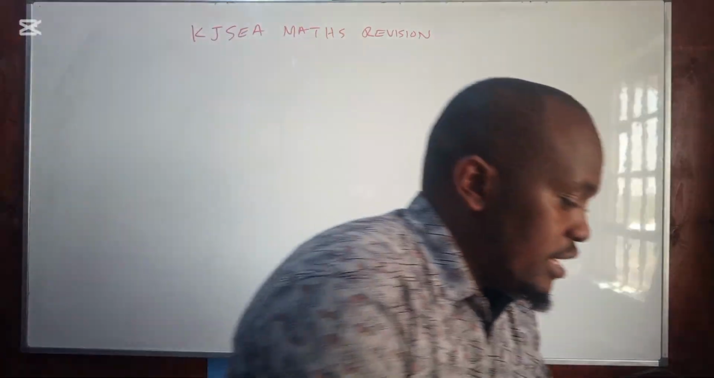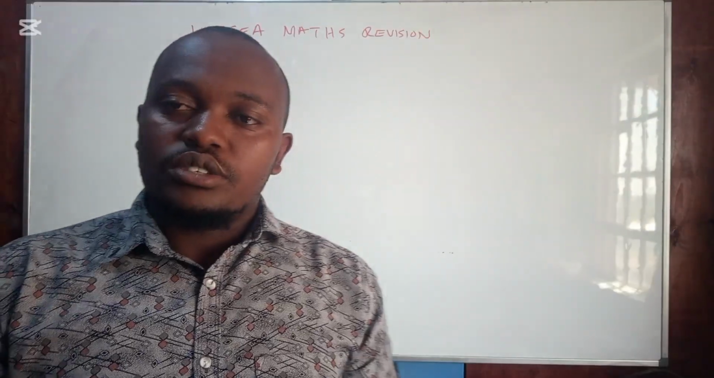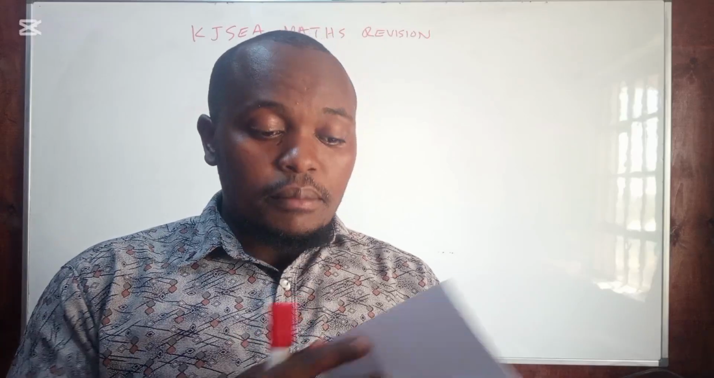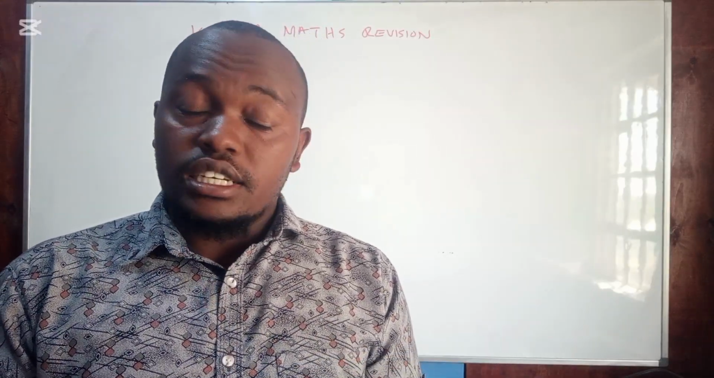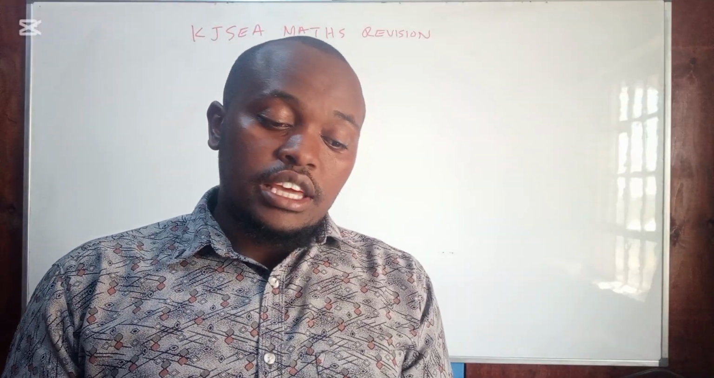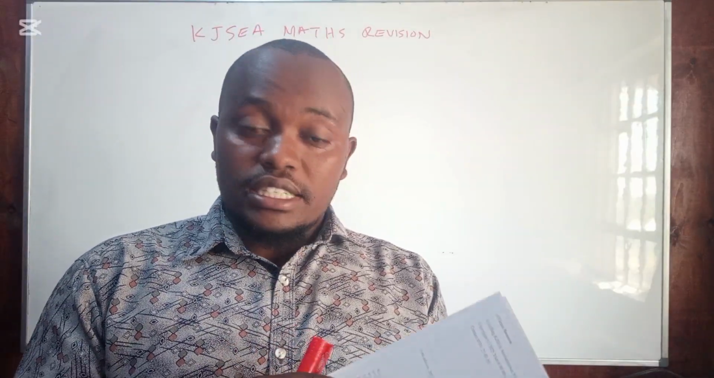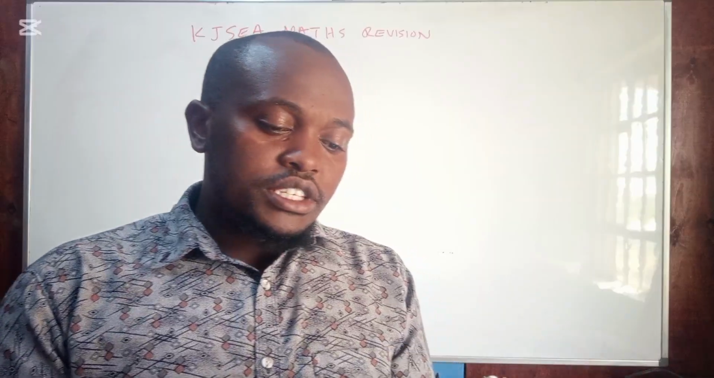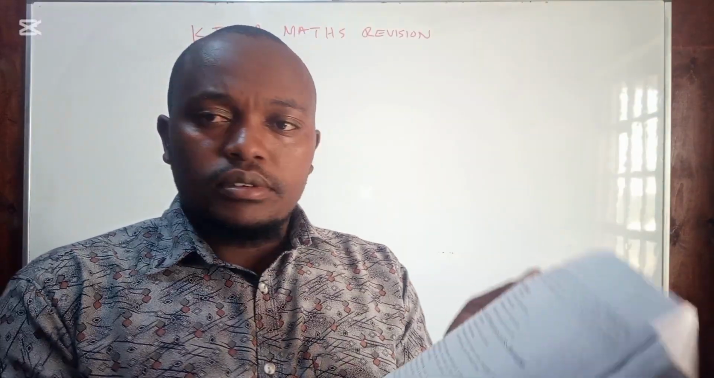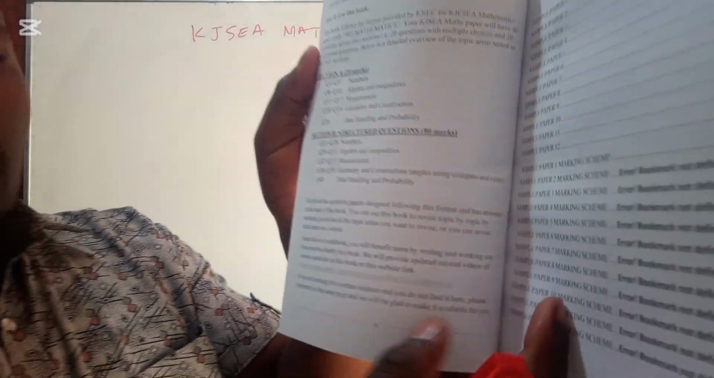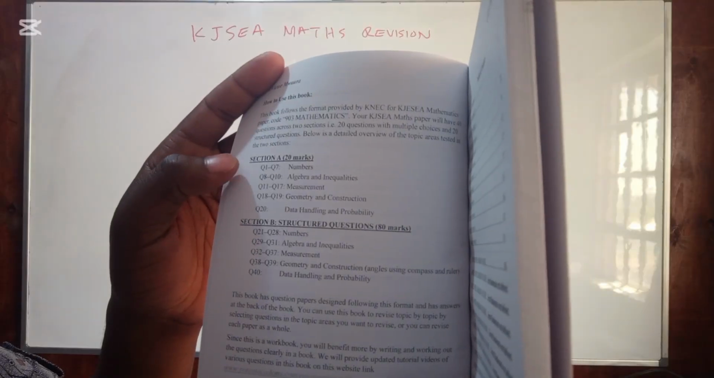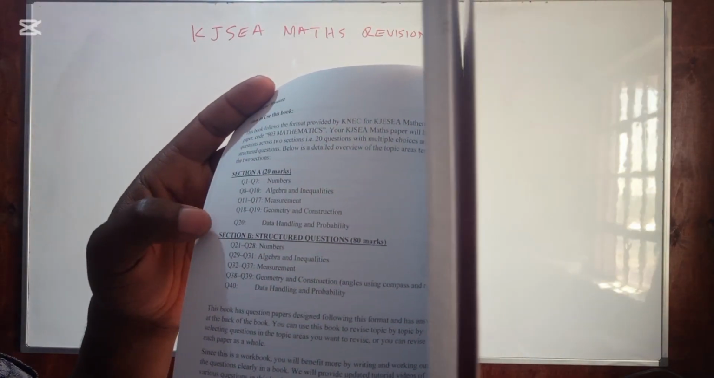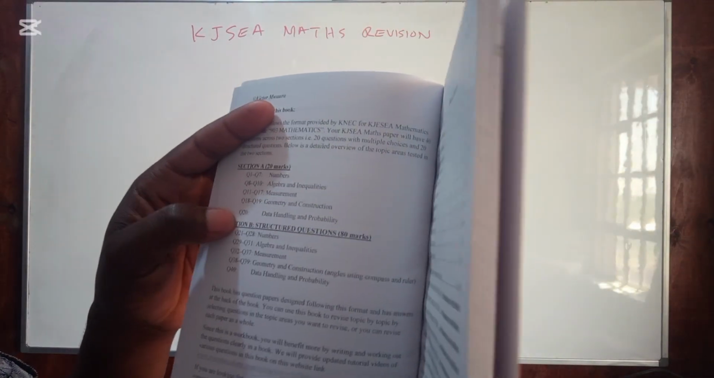Remember, KJSEA exam 2025 was the first cohort, the first exam testing grade 9 or Kenya Junior School Mathematics. In my book, on page Roman 4, I have indicated the structure of the exam, section A to section B. And I have indicated section A will be 20 marks, section B will be structured questions out of 80 marks.